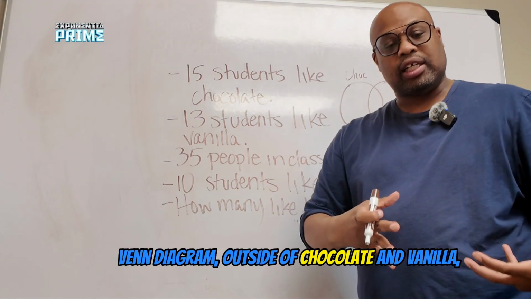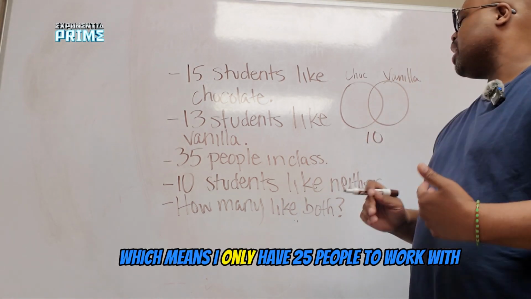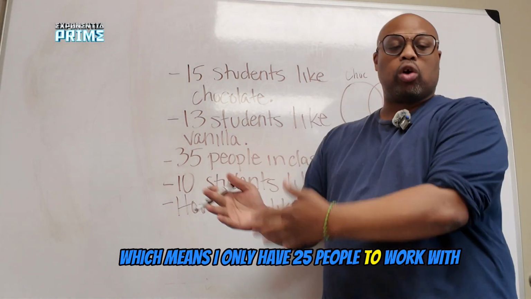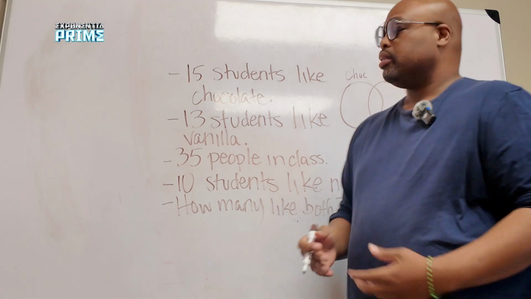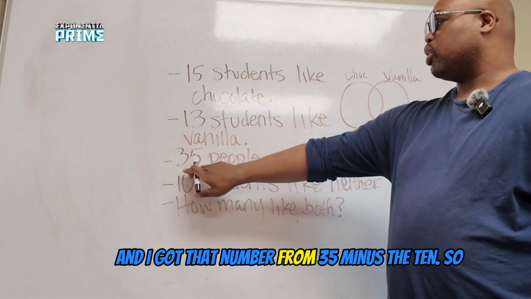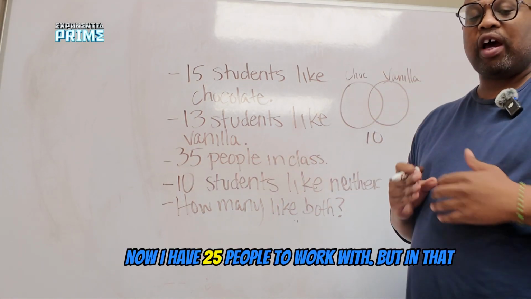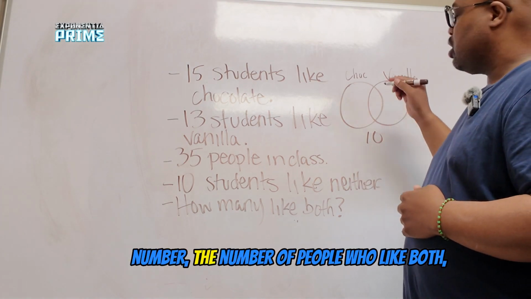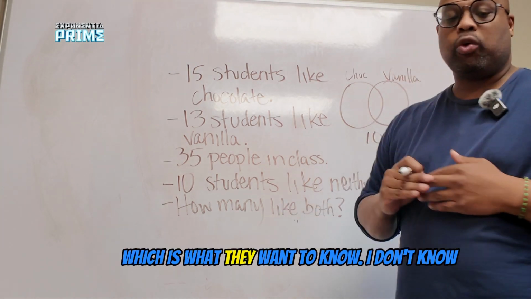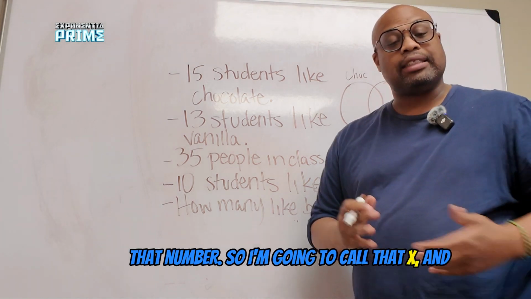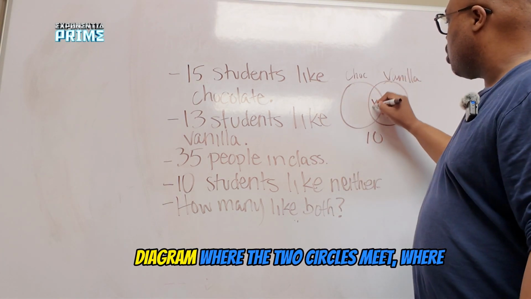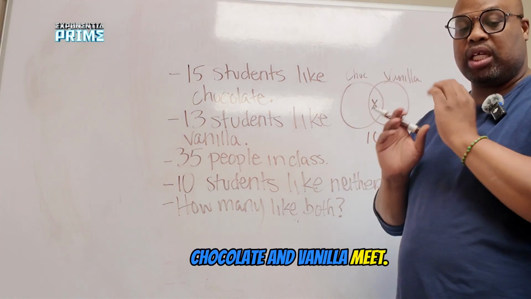Now, I know that 10 students like neither, so they're going to go outside of the Venn diagram, outside of chocolate and vanilla, which means I only have 25 people to work with that may like both. I got that number from 35 minus the 10. So now I have 25 people to work with. But in that number, I don't know the number of people who like both, which is what they want to know. So I'm going to call that X, and I'm going to put that in the middle of the Venn diagram where the two circles meet, where chocolate and vanilla meet.